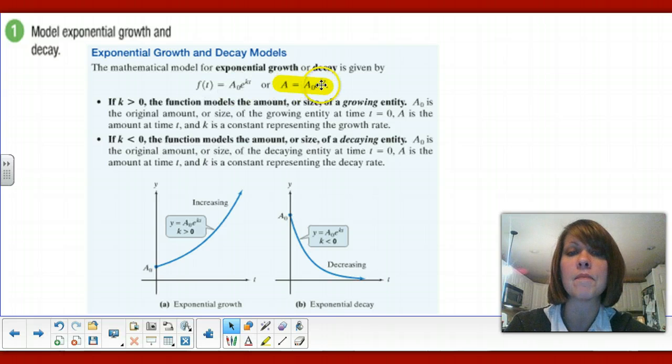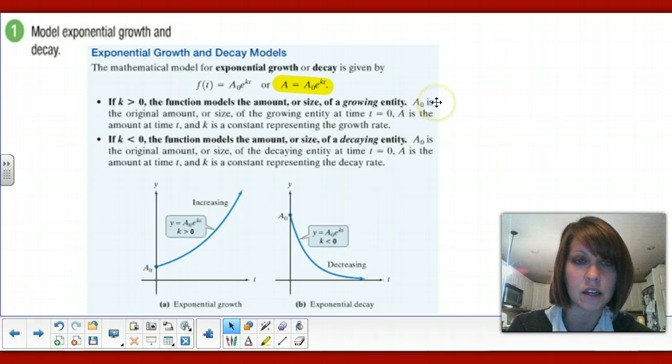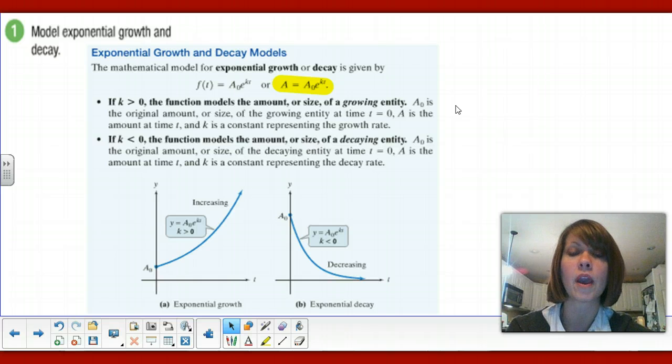Anyway, A naught is the initial amount or size. Okay, you can see that down here. It says A naught and then completes the sentence: the initial amount at time 0 for a certain situation. The big A on this side, or the F of T if you're going to use that equation, is the final amount or a later amount that you're looking at. It goes with a specific point in time.